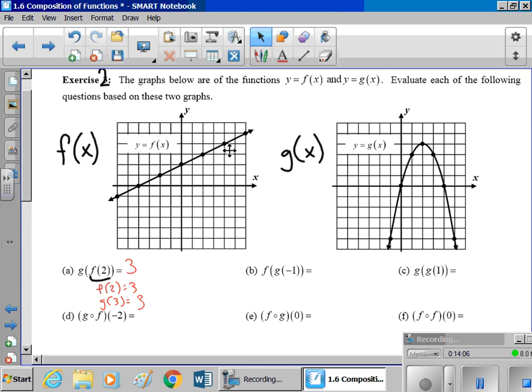All right, so the next one, we have f of g of negative 1. So remember, we're going to start with the inside one. So we're going to look at g of negative 1. So that's on the right. So when x is negative 1, where does it cross the function? All the way down here at negative 5. So we have g of negative 1 is negative 5. So now let's look at f of negative 5. Now we go to the left-hand side. So we go to negative 5. And at negative 5, we're at 1, 2, 3, 4, 5. It looks like it's negative 1/2.